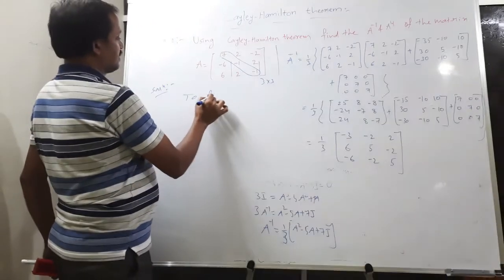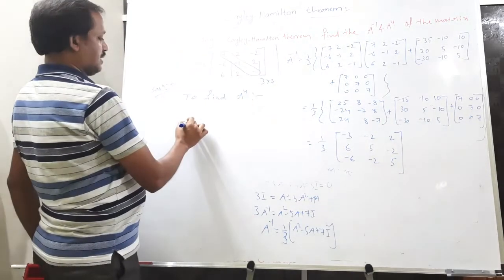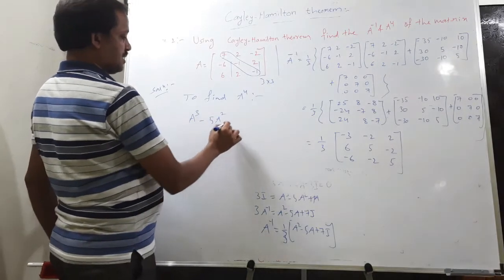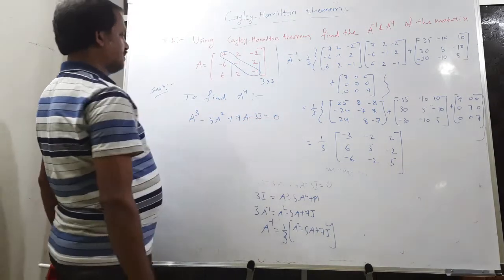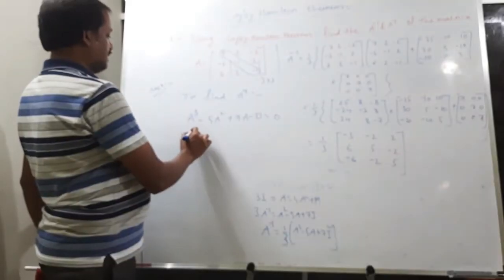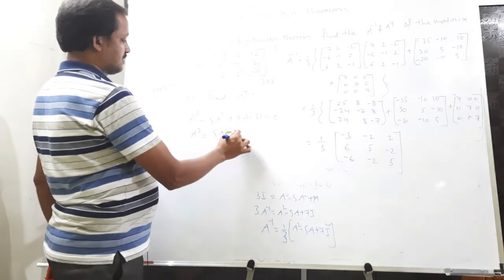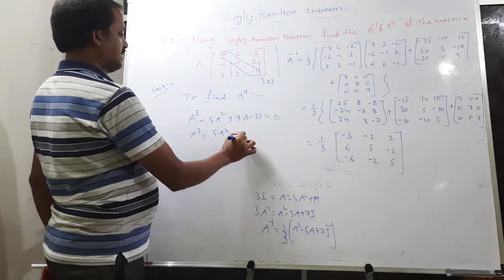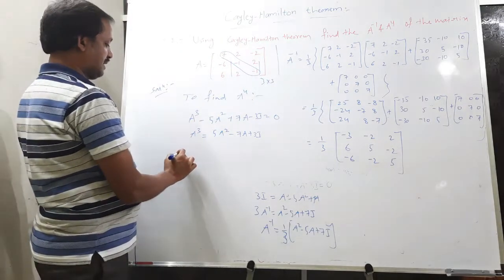So to find A power 4, we know that A cube minus 5A square plus 7A minus 3I is equal to 0. We know this quantity by the Cayley-Hamilton theorem. So here we can write A cube on the left hand side, remaining on the right hand side. So A cube equals 5A square minus 7A plus 3I. So we want A power 4, so multiply A on both sides.